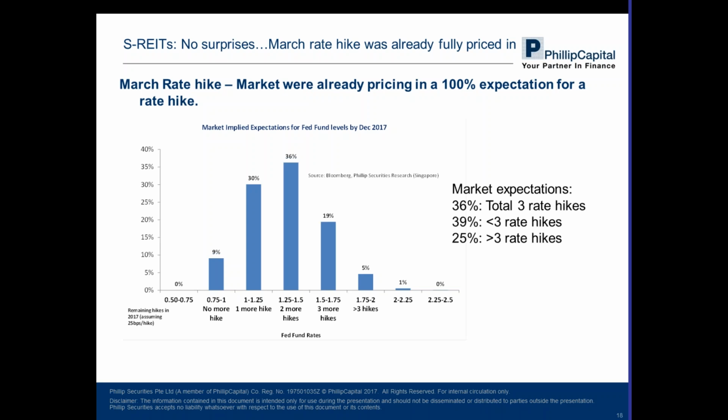But what we can see from the market expectations, if you look at the bar chart that I put up, you see the blue bars over there. These bars represent the expectations for the number of rate hikes this year. You see that the majority are expecting 2 more rate hikes. This is a snapshot of the expectations just before last Wednesday. So 36% expect 3 total rate hikes, 39% expect less than that, and only 25% expect more than 3 rate hikes in total for 2017.